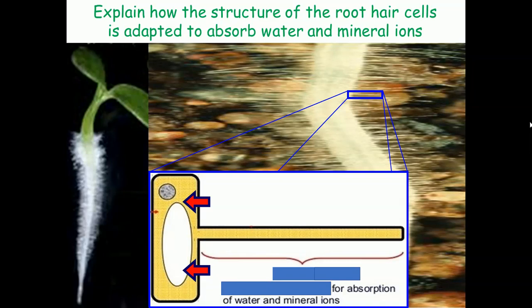And these root hair cells are adapted because they have this extension known as a root hair. And that root hair extension increases the surface area so that the root hair cells can absorb more water and mineral ions. So that is the adaptation of root hair cells.